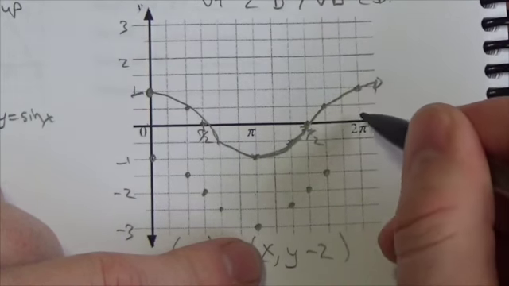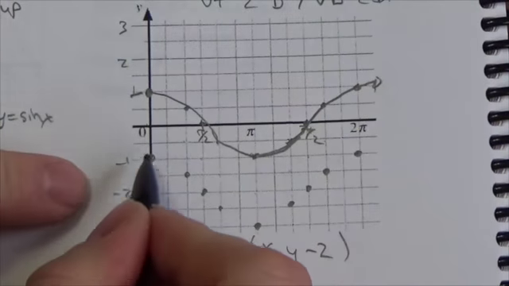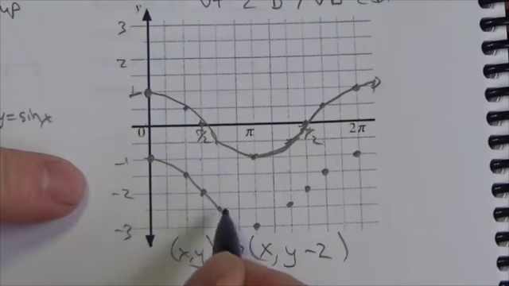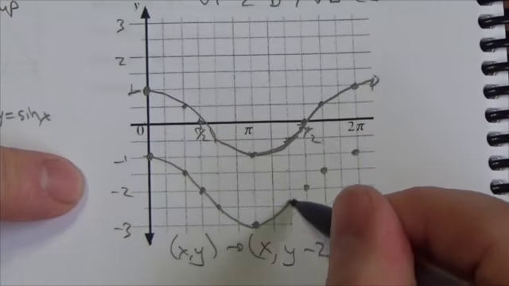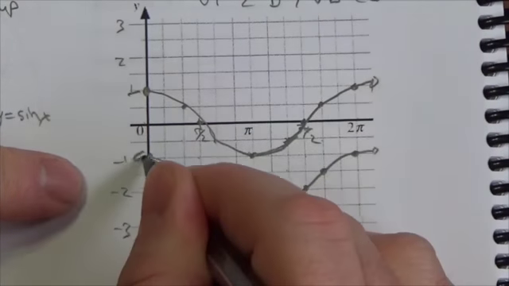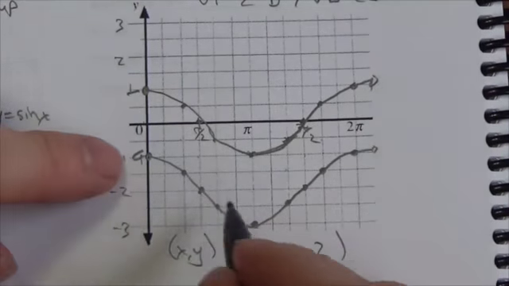And then our maximum here, 1, 2. And then I connect the dots. Hopefully I make it look a little bit better than the original here. Okay. And there you go. There's what the graph looks like.